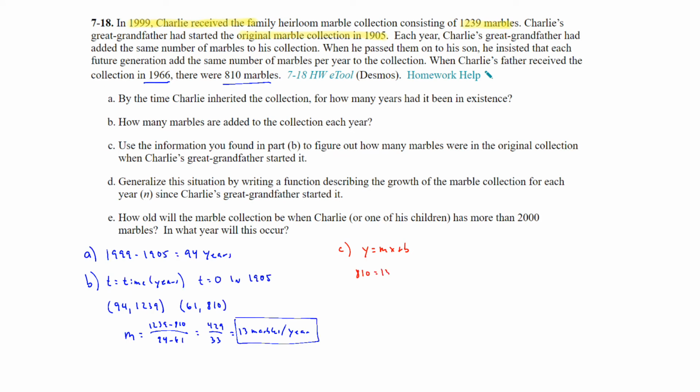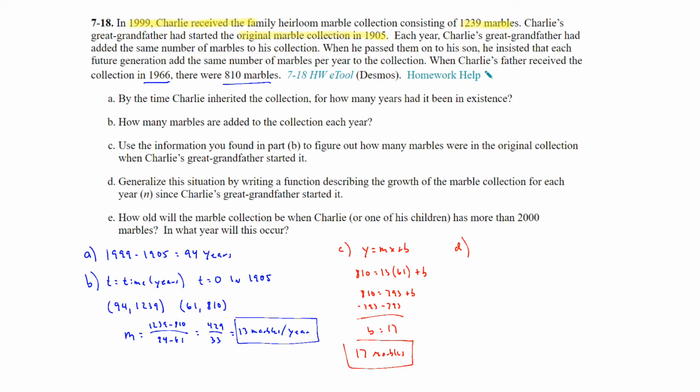My rate of change, or how many marbles are growing per year, is 13, times my x value of 61, plus b. So then we can go ahead and multiply 13 times 61 to get 793. And then subtract 793 from both sides to get a b value of 17. So how many marbles were in the original collection? You had 17 marbles in the original collection.